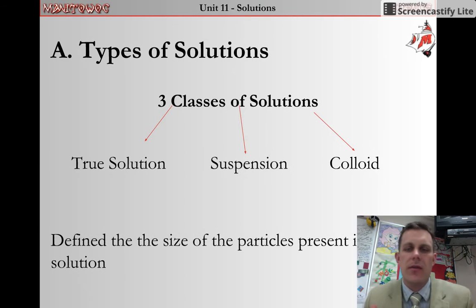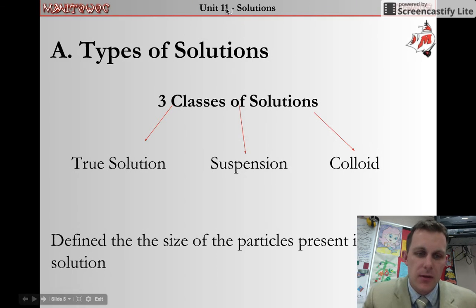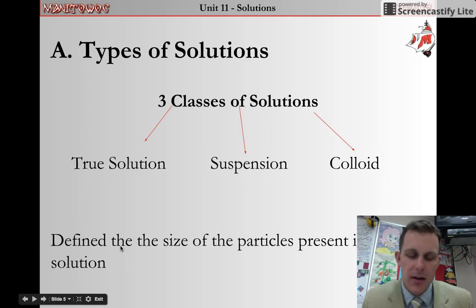Okay, each one of these solutions is defined by the size of the particles present in the solution. There should not be 2 thes there. I guess I really like the word the when I was creating this presentation.